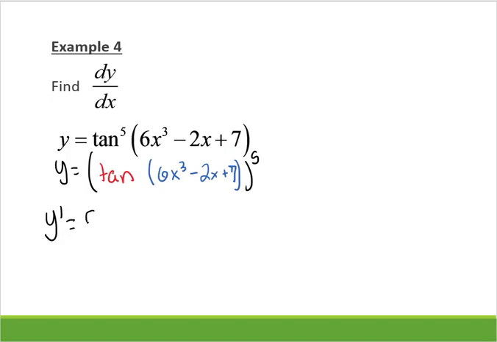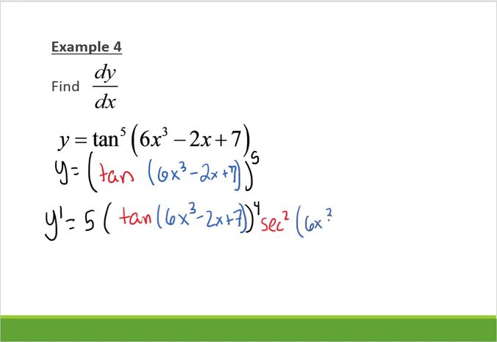Derivative. 5 of my craziness to the 4th power. Now what's my craziness? The tangent of 6x cubed minus 2x plus 7. Now I take the derivative of the next layer. The derivative of tangent is the secant squared of 6x cubed minus 2x plus 7.